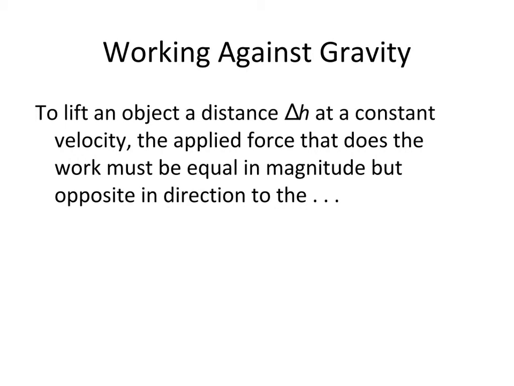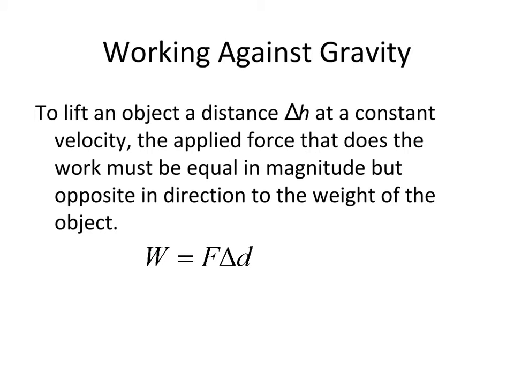If we want to lift an object through some distance called delta h, let's say, at a constant velocity, the applied force that does the work has to be equal in magnitude to the force of gravity, but it will be opposite in direction if we're lifting the object. In other words, the force that we use has to have the same magnitude as the weight of the object that we are lifting. And remember that work is equal to the magnitude of the force times the magnitude of the displacement of the object, as long as the force is in the same direction as the displacement.